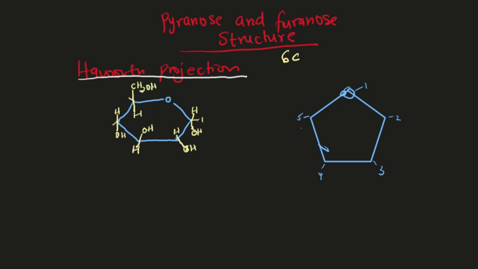Now look at this. Since the hydroxy group here is pointing downward, this is basically alpha D glucopyranose. Now, in the case of alpha D glucofuranose, which is what I'm saying here, the hydroxy group here is pointing downward, right? Then I'm going to have my hydrogen here.